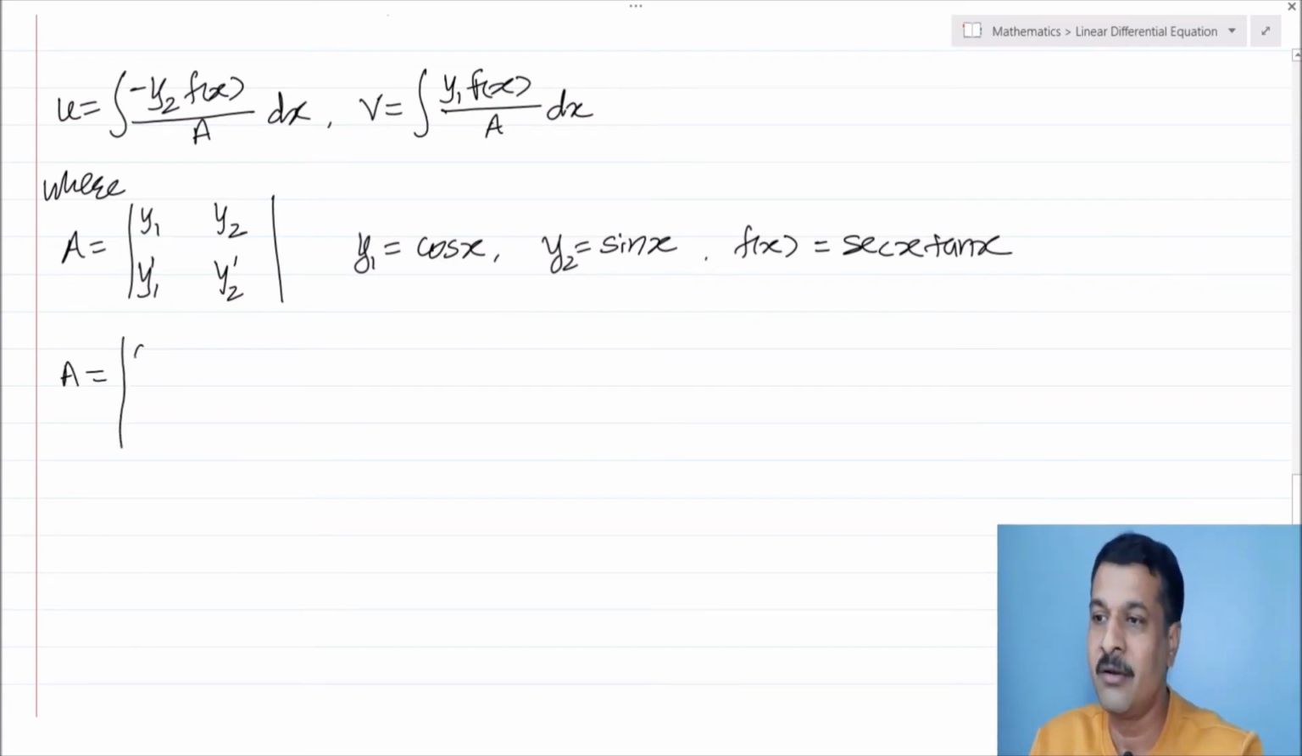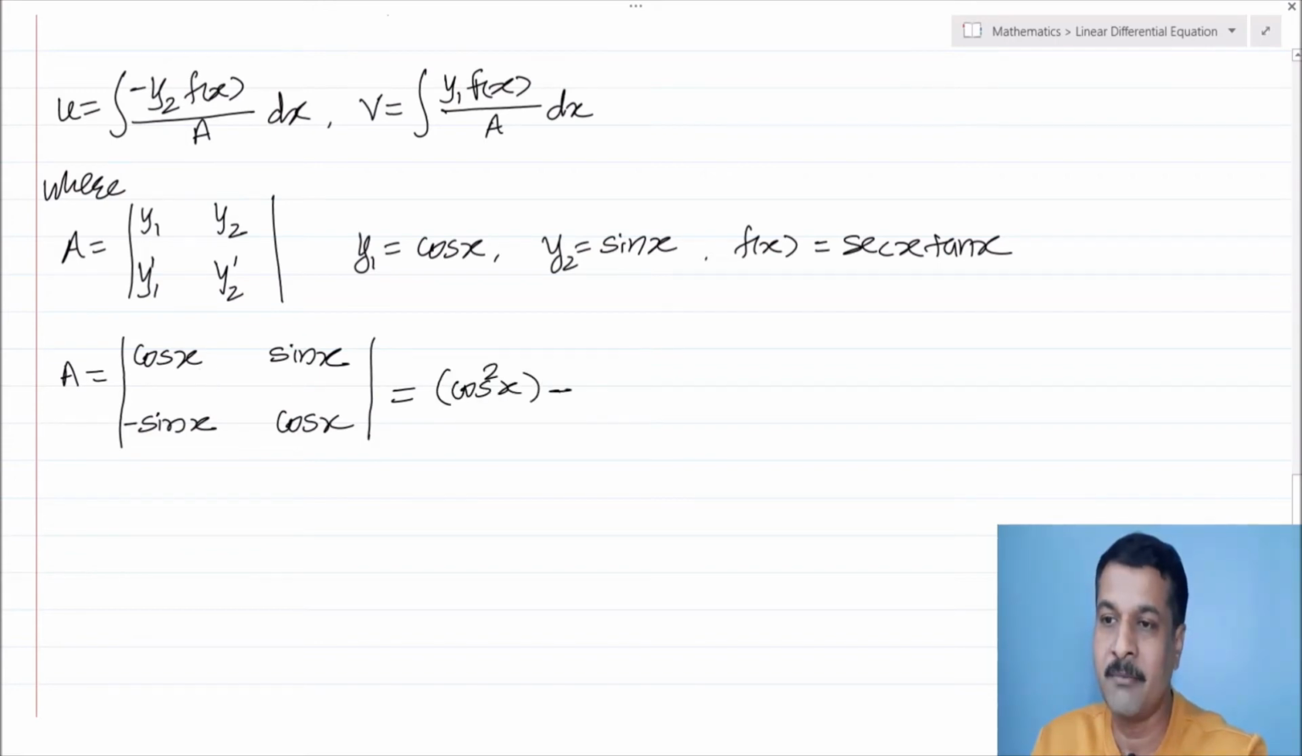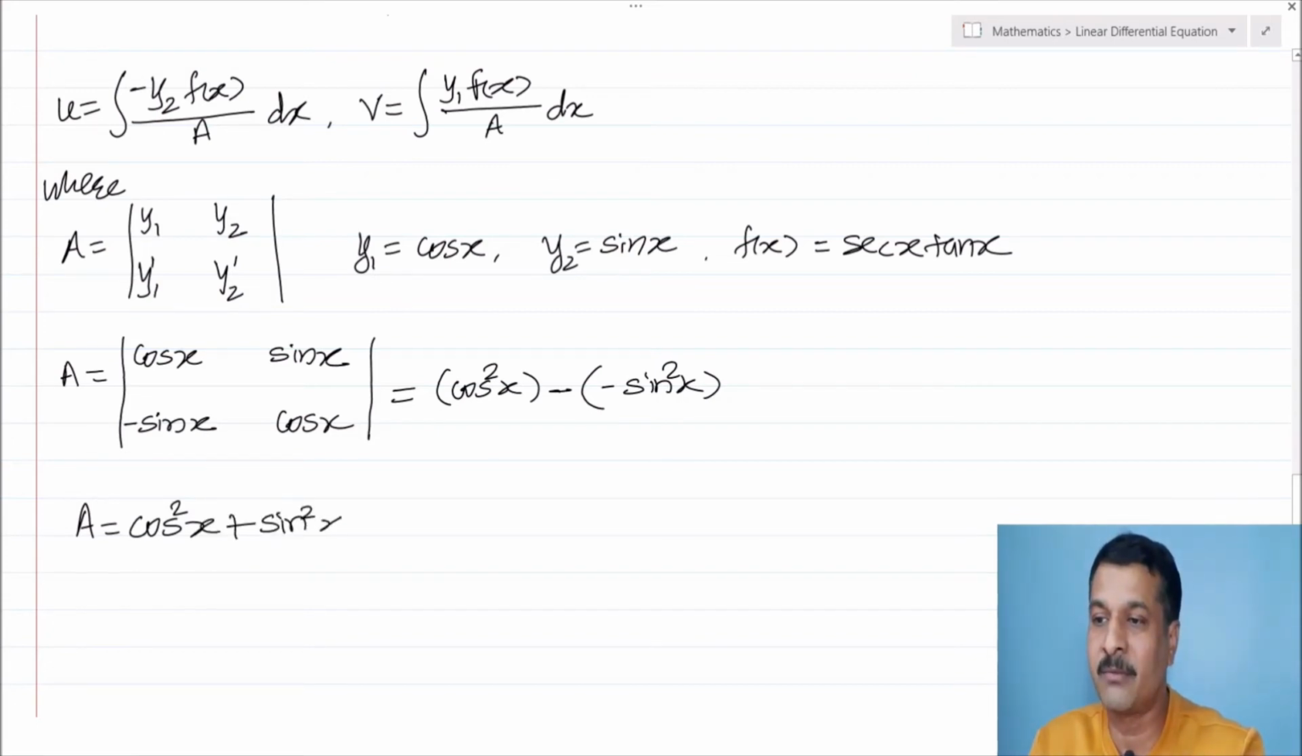So determinant: y1 means cos x, y2 means sin x, y1 dash is nothing but the derivative of cos x, which is minus sin x, and y2 dash means the derivative of sin x, which is nothing but cos x. So solve this determinant: this into this minus this into this. So I am getting cos into cos, it is cos square x, minus sin x into minus sin x, so plus sin square x. So simplify it, I am getting cos square x plus sin square x, and by standard formula this value is 1. So A equal to 1.